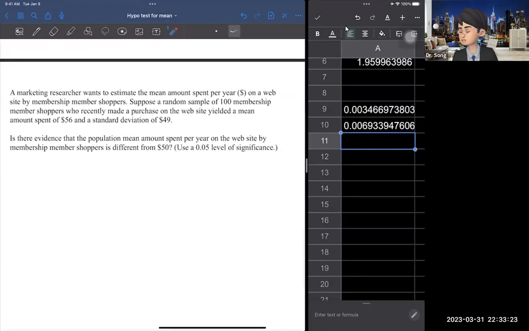Here, a marketing researcher wants to estimate the mean amount spent per year on a website by membership shoppers. Suppose a random sample of 100 membership shoppers, so that is n equals 100, who recently made a purchase on the website yields a mean amount spent of $56. So that means the X bar is $56. And then the standard deviation, that is the sample standard deviation, is 49. And then the question is the following: is there evidence that the population mean amount spent per year on the website by membership shoppers is different from $50? So they are saying that the population mean is 50.